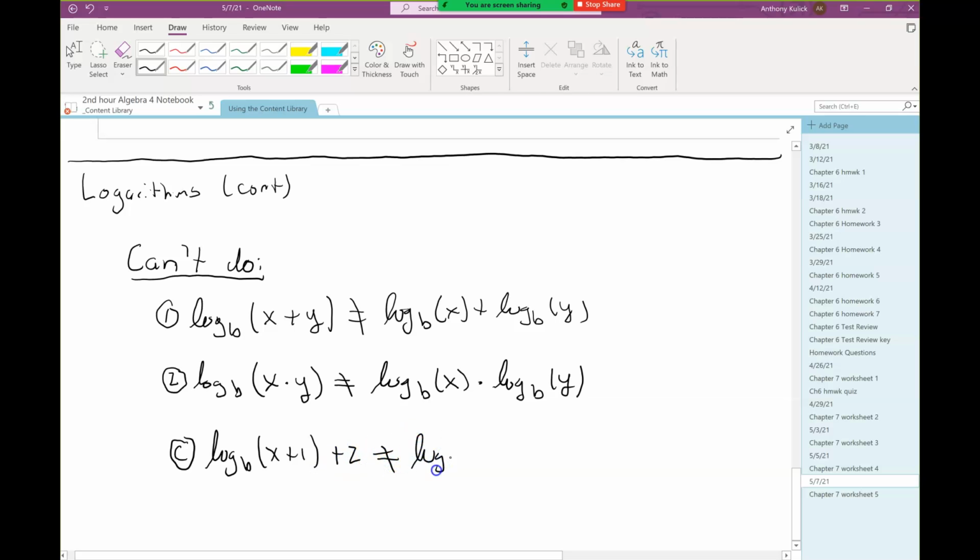And you can't combine stuff from outside the logarithm with stuff inside the logarithm. So if I have log of x plus 1, you can't add 2 to the 1 inside the logarithm. Everybody's okay with that? These are some common things that I'll see students try to do that are just like, oh, I can do that.